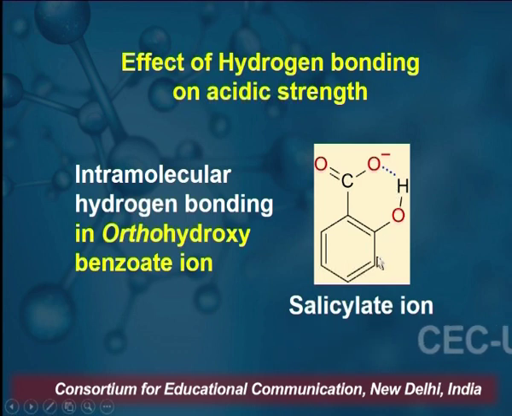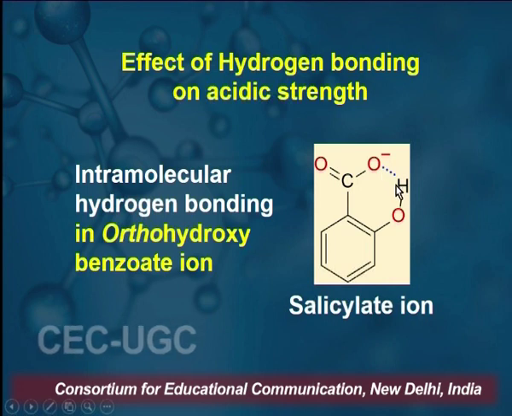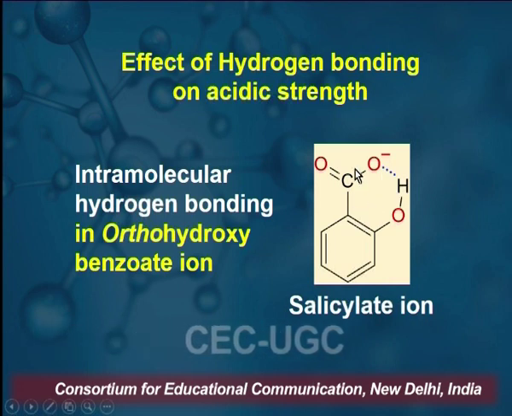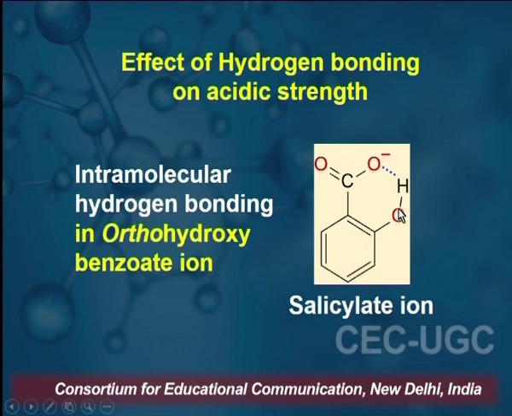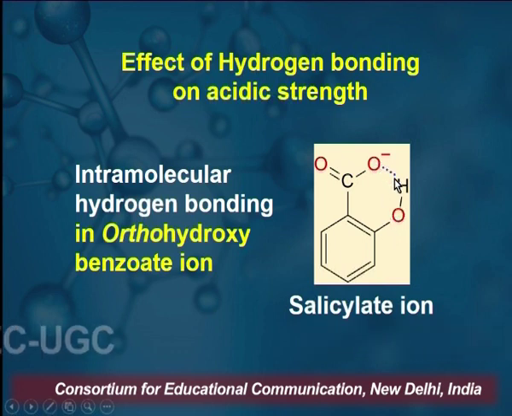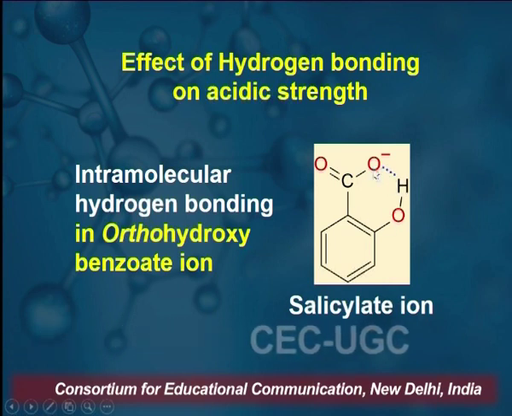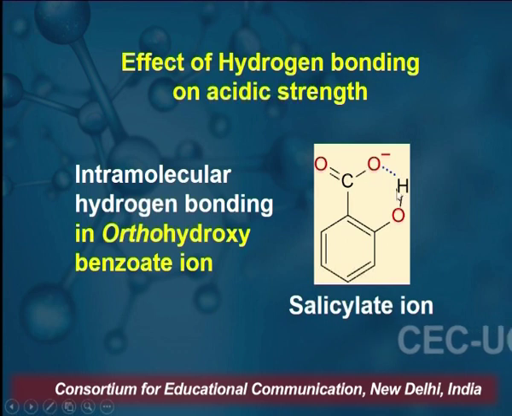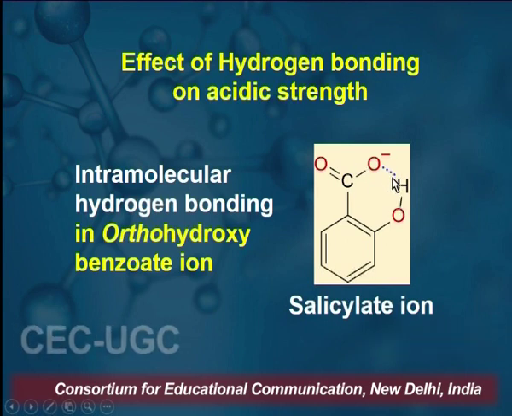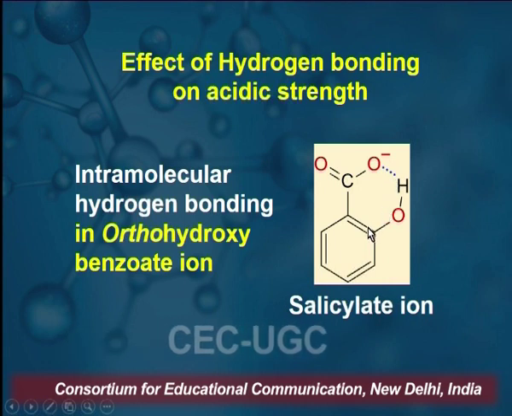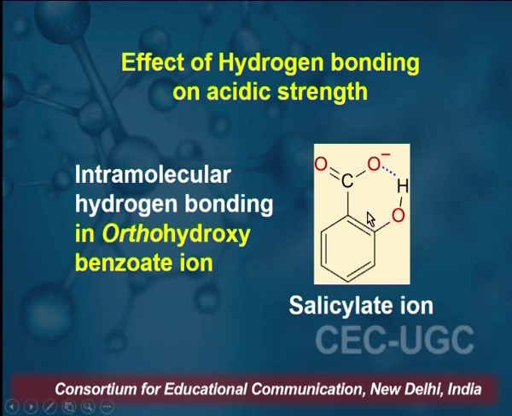In case of salicylate ion, there is an intramolecular hydrogen bonding. That means the carboxylate ion and the OH group which is present at the ortho position will undergo hydrogen bonding, and since the hydrogen bonding is taking place within the molecule, it is an intramolecular hydrogen bonding. The intramolecular hydrogen bonding will increase the stability of salicylate ion because forces of attraction lead to stability.